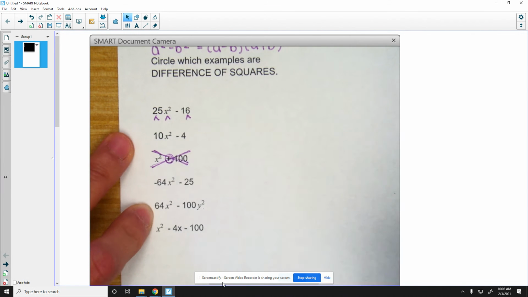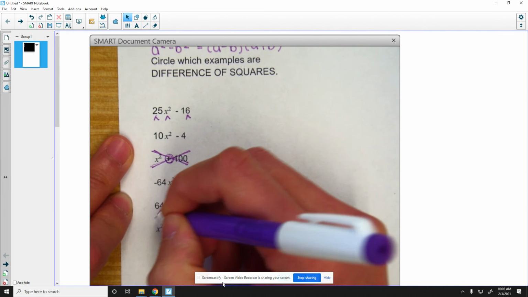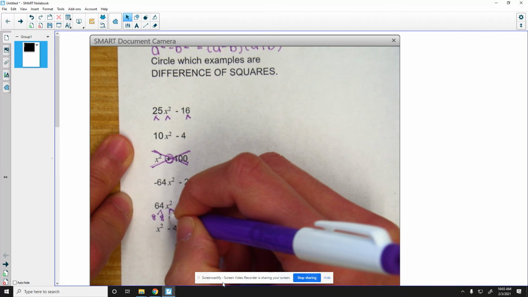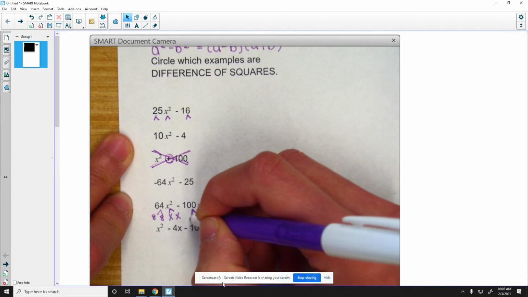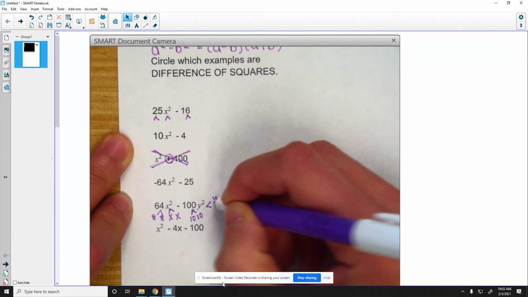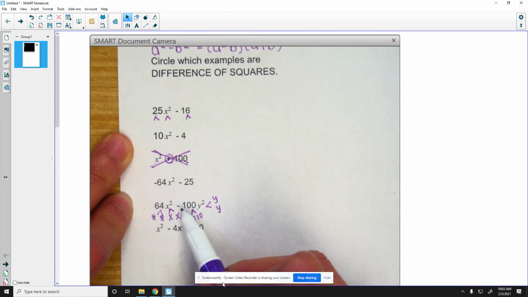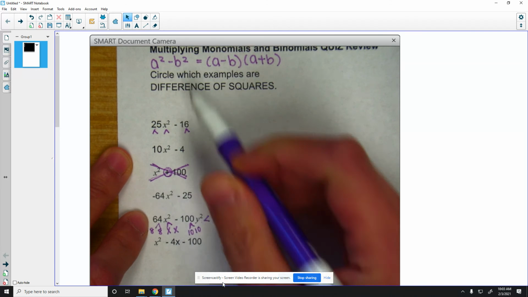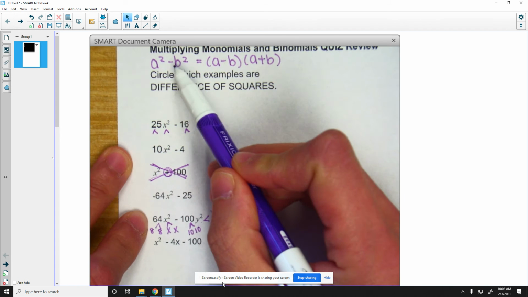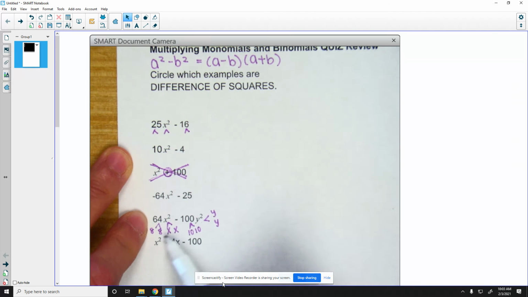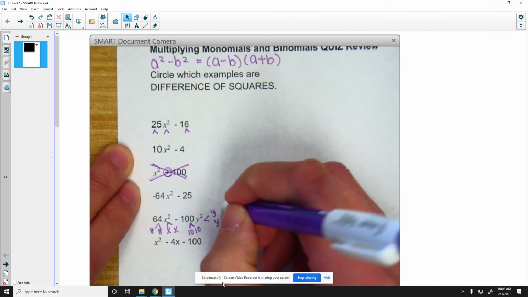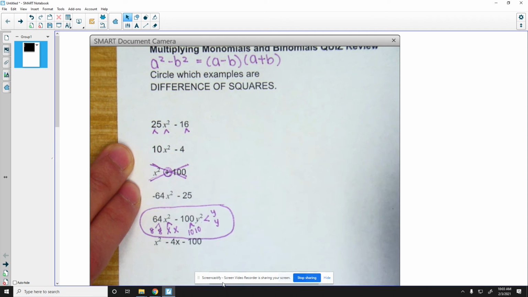So if I were to try to draw the trees, you see how 64 is 8 times 8, x squared is x times x, 100 is 10 times 10, y squared is y times y, and there's a minus in between, and there's only 2 terms. So remember, what are the rules? There can only be 2 terms, there has to be a minus in between, and then I can break them up into little trees. So yes, this is one of them.